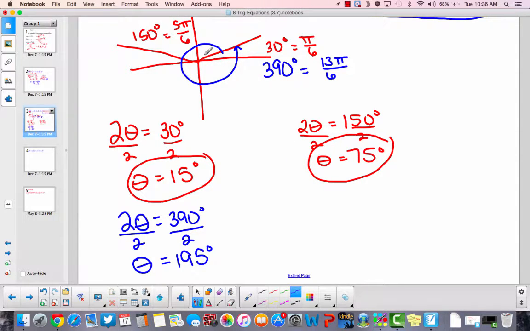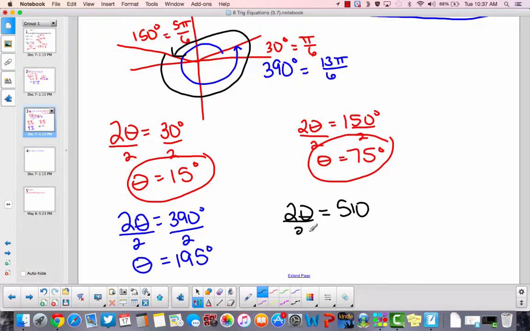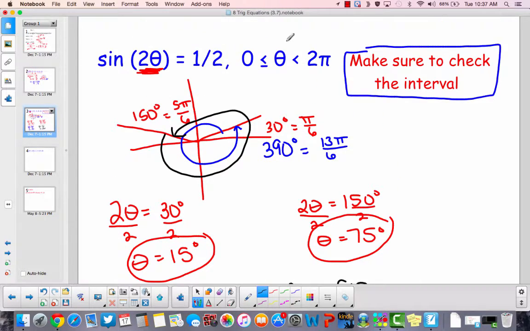Okay, well, if we can go around the circle here, we can do the same thing here. If we start at 150 and go all the way around the circle and get back to there, the sine is still 1/2. 150 plus 360 is 510. Divide both sides by 2, and you get that theta is 255 degrees. Is that still within our interval? Yes, because theta is still less than 2 pi, because this 2 pi is the same thing as 360 degrees.